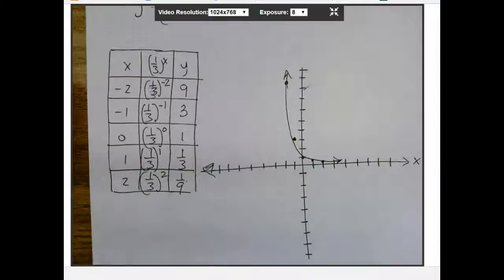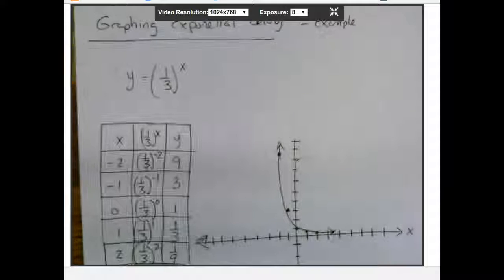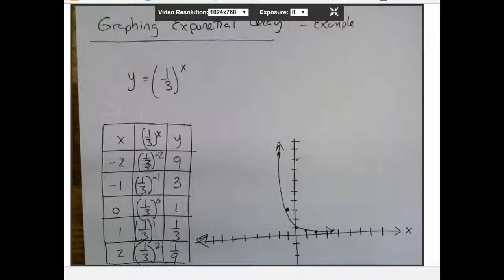So that's an example of exponential decay and how to graph it. And add this to your notebook. That should be all of them. If you've done the other 3, you should be able to do most of the homework that's been assigned.